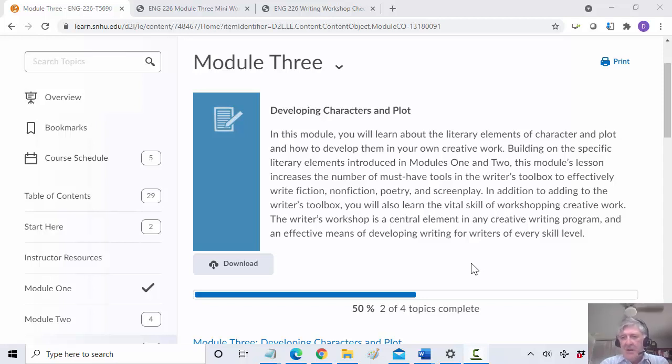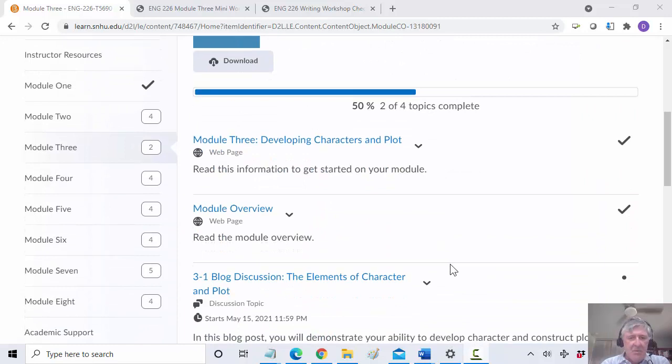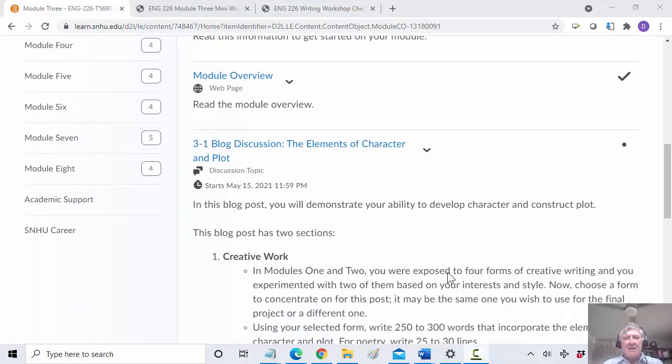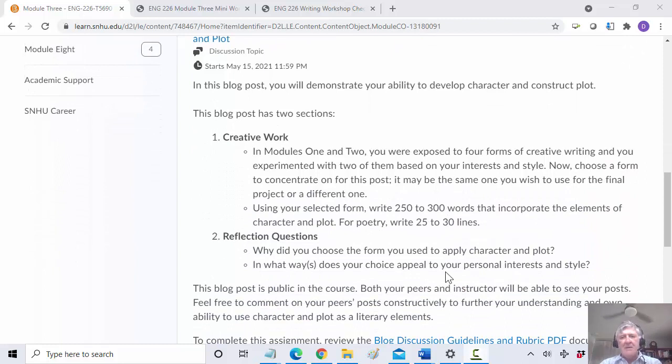Let me also say that certainly there are many opportunities in narrative poetry to build a character and a plot as well. So in our first assignment, which is the blog discussion and the elements of character, it's asking that you create a 300-word scene, or whatever it is you choose, to demonstrate your skills with building a character and putting them in a plot.